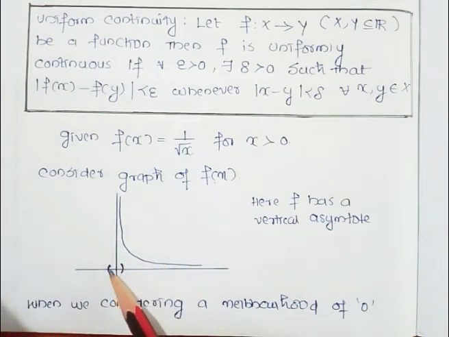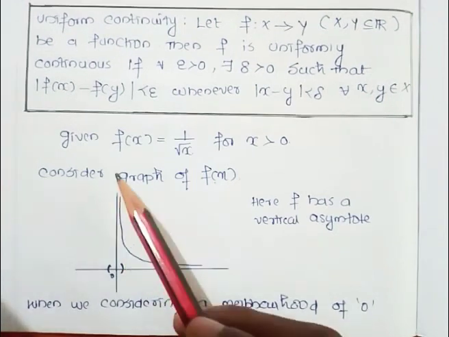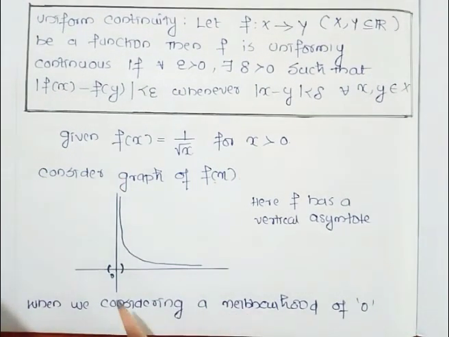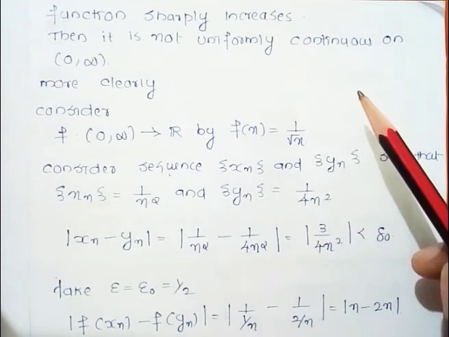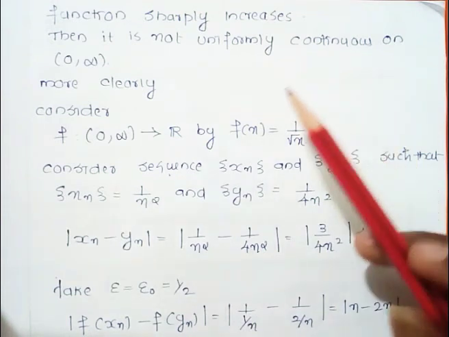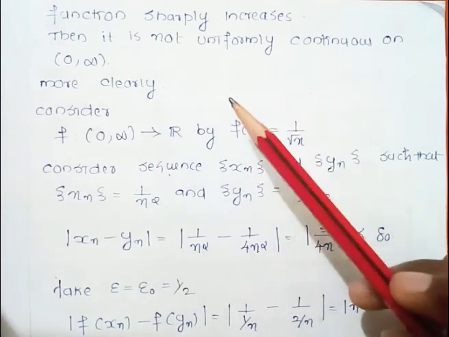Otherwise, we can consider a neighborhood of 0. By considering a neighborhood of 0, the function has a sudden increase, that is, the function sharply increases in a neighborhood of 0. So we can say that the function is not uniformly continuous on the interval (0, ∞). That is, the function sharply increases on a neighborhood of 0. Therefore, it is not uniformly continuous on the interval [0, ∞).